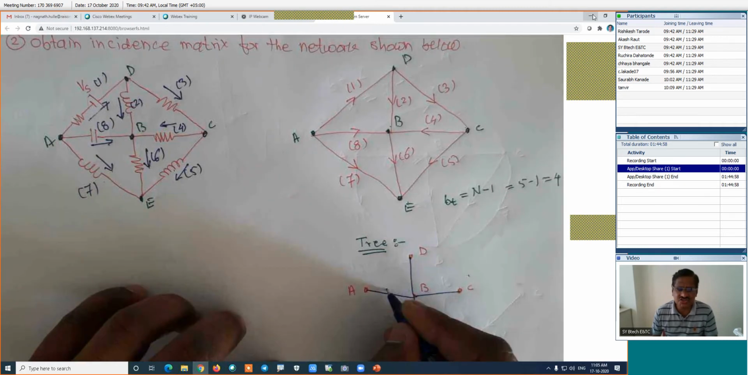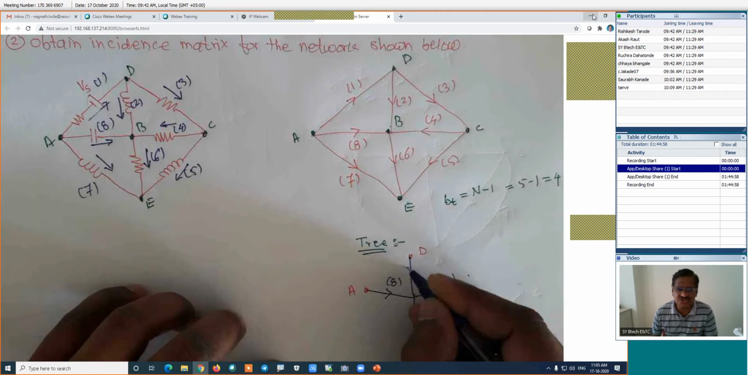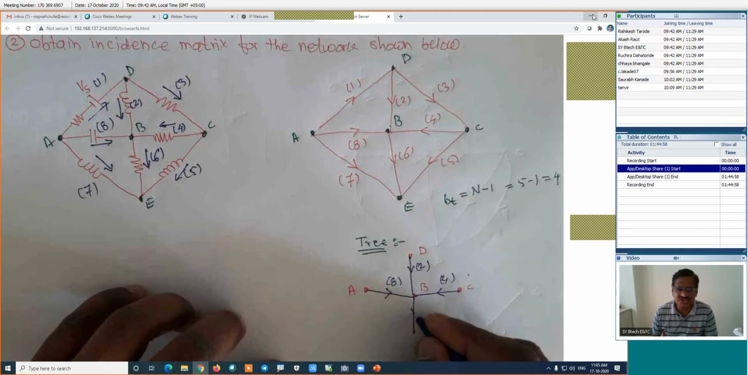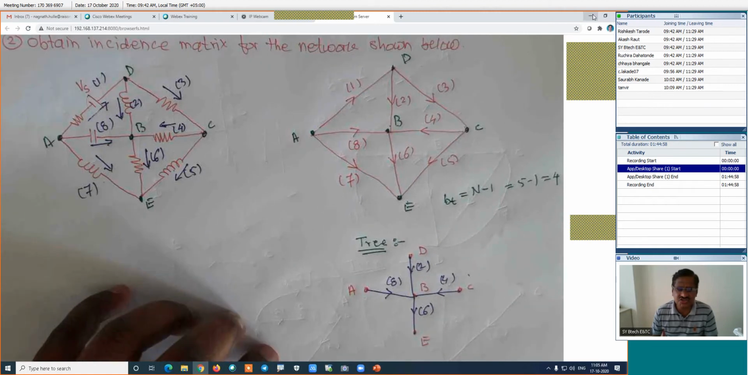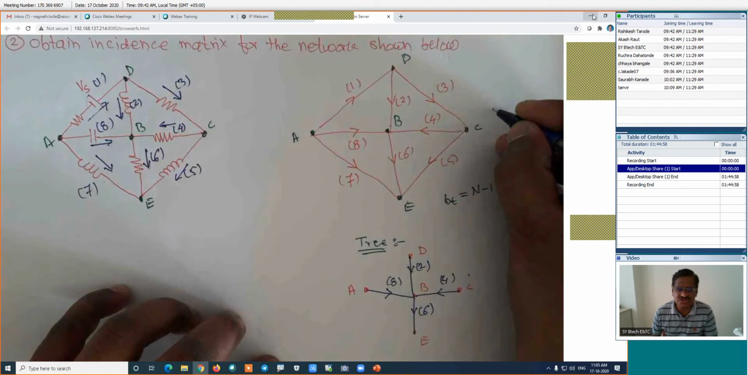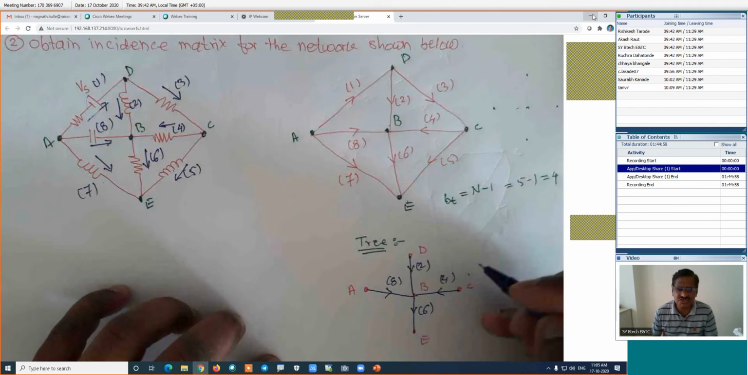This is the branch number 8. This is the branch number 4. This is the branch number 2, and this is the branch number 6. It is the tree, one of the trees of this graph. There may be the possible number of trees, more trees are possible. I will show one example here. Other possible ways of the trees or some another tree.